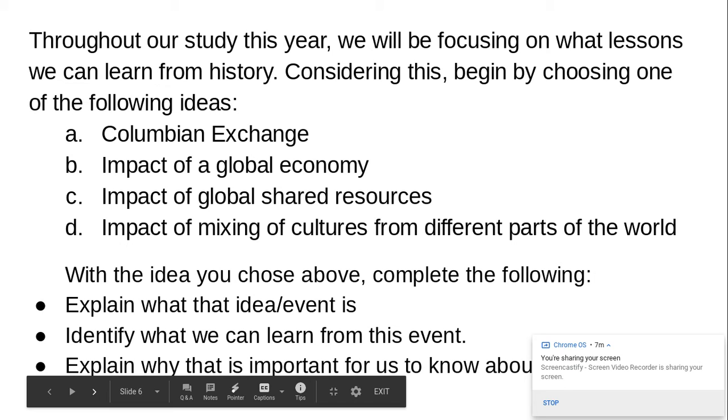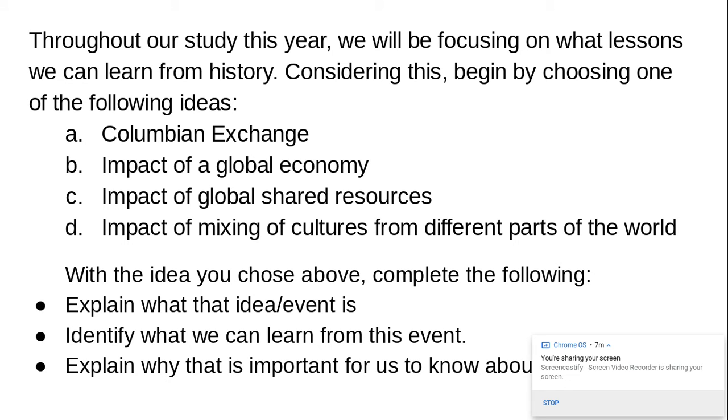Okay, our final example is for this question from the study guide. Throughout our study this year, we will be focusing on what lessons we can learn from history. Considering this, begin by choosing one of the following ideas: Columbian exchange, impact of a global economy, impact of global shared resources, impact of mixing cultures from different parts of the world. With the idea you chose above, complete the following. Explain what that idea or event is, identify what we can learn from the event, explain why it is important for us to know about that event.